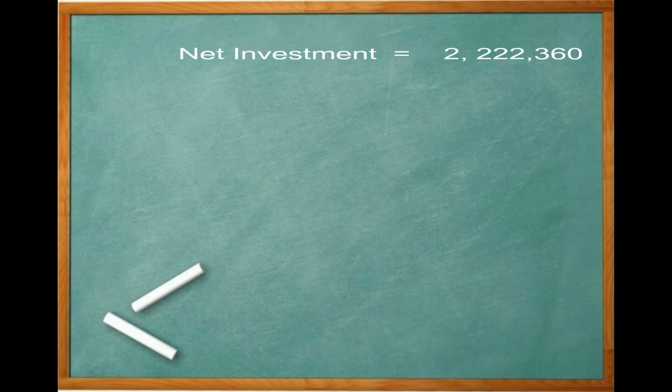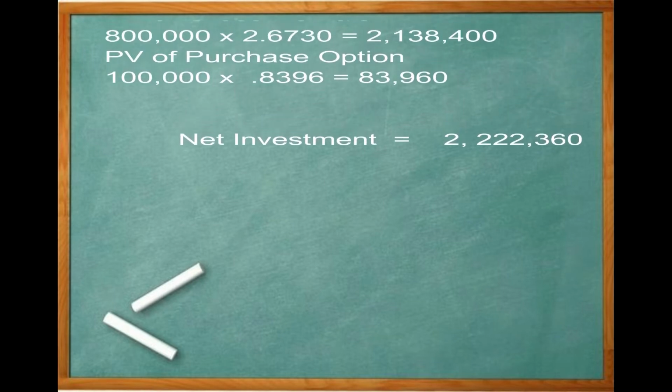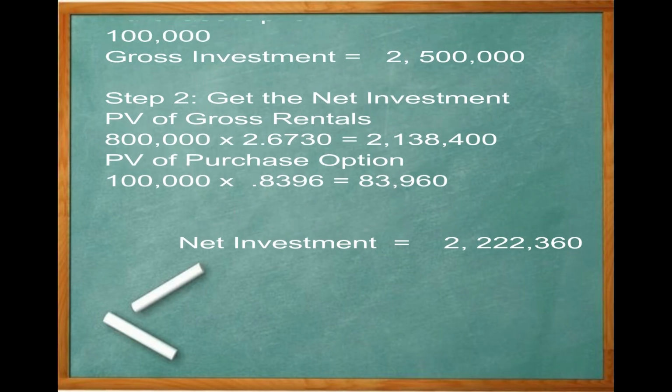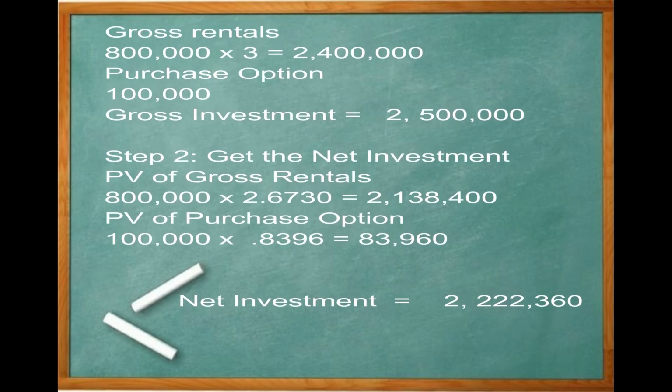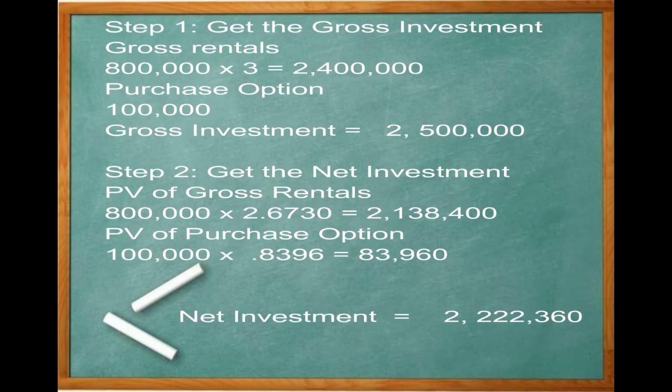Step 1. Kuhanin natin yung gross investment. 800,000 times 3 equals 2,400,000. Yung 3 ay yung ating lease term. At yung 800,000 ay ang ating annual rental payable at the end of each year.